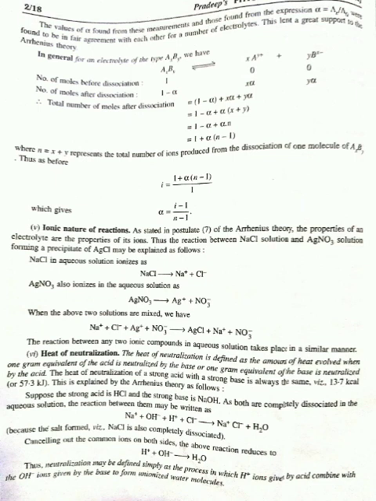Thus, as before, i is equal to 1 plus alpha into n minus 1 upon 1, which gives alpha is equal to i minus 1 upon n minus 1.